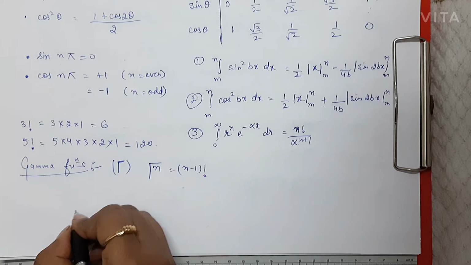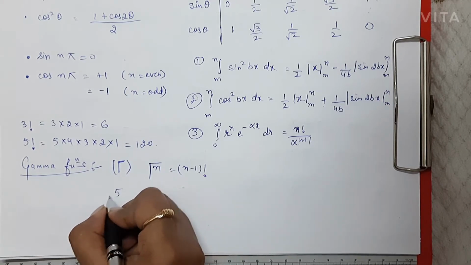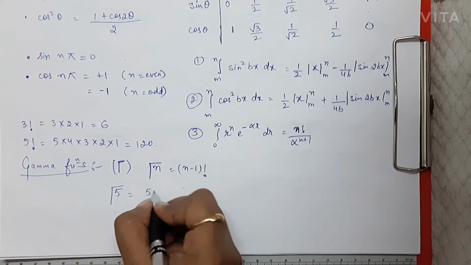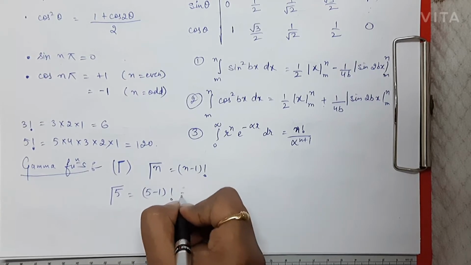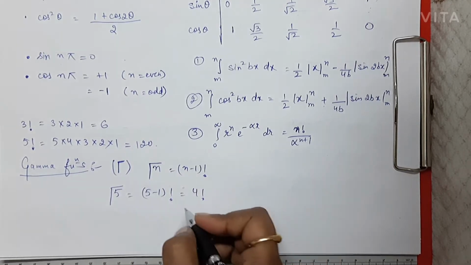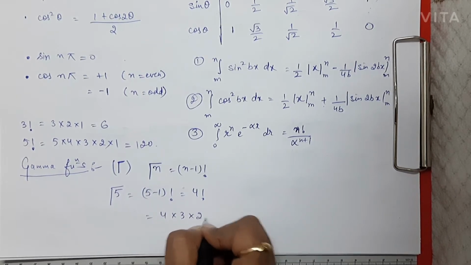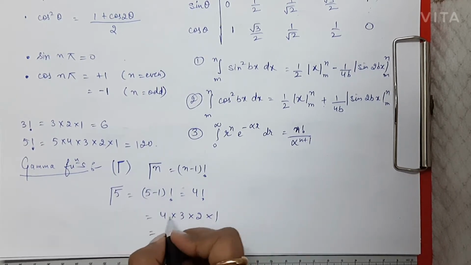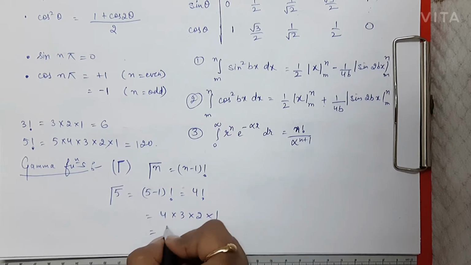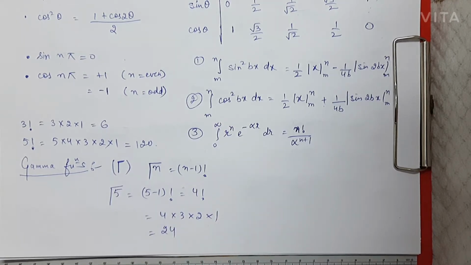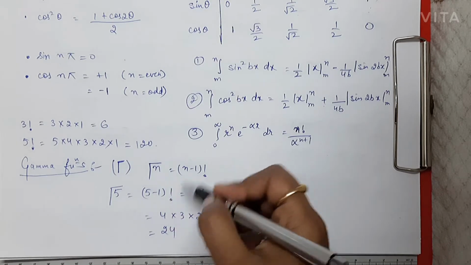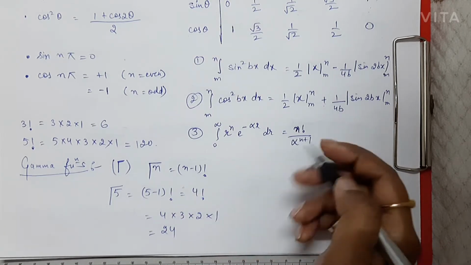For example, if we want to find the gamma function for 5, then it will be 5 minus 1 factorial, that is 4 factorial. And you know now what 4 factorial is? That is 4 into 3 into 2 into 1. 4 into 3, 12, 12 twos are 24. So 24 will be the answer. So this is basically the gamma function.